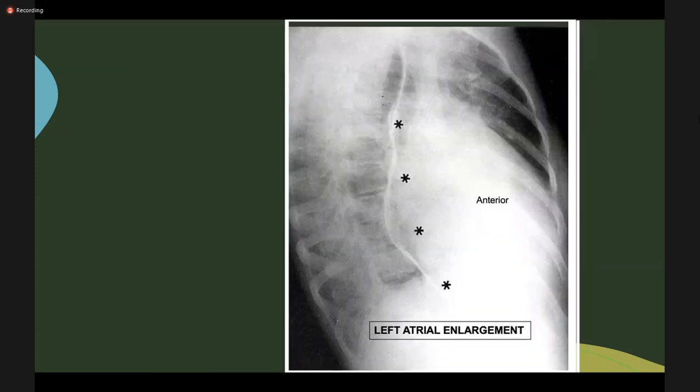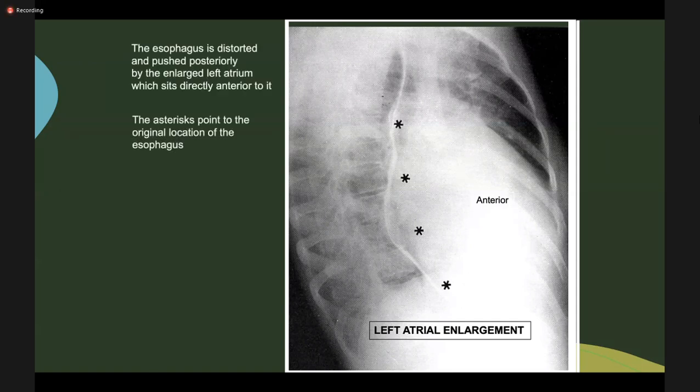Now, these star marks are showing the normal pathway of the esophagus. Now, in this individual, what is it showing? The enlargement of the left atrium. Because of that, you can see the esophagus has been pushed backwards. It's not following these black stars. It's been pushed backwards. Are we good?